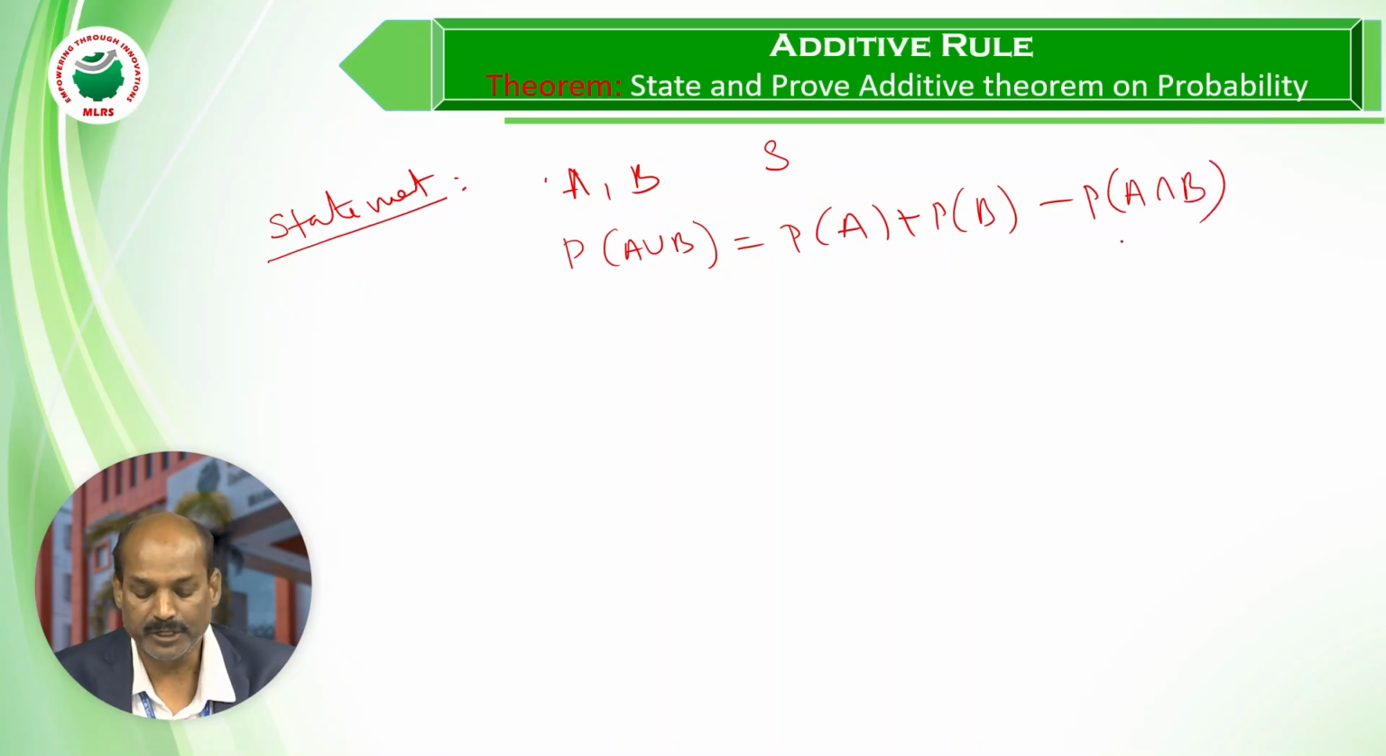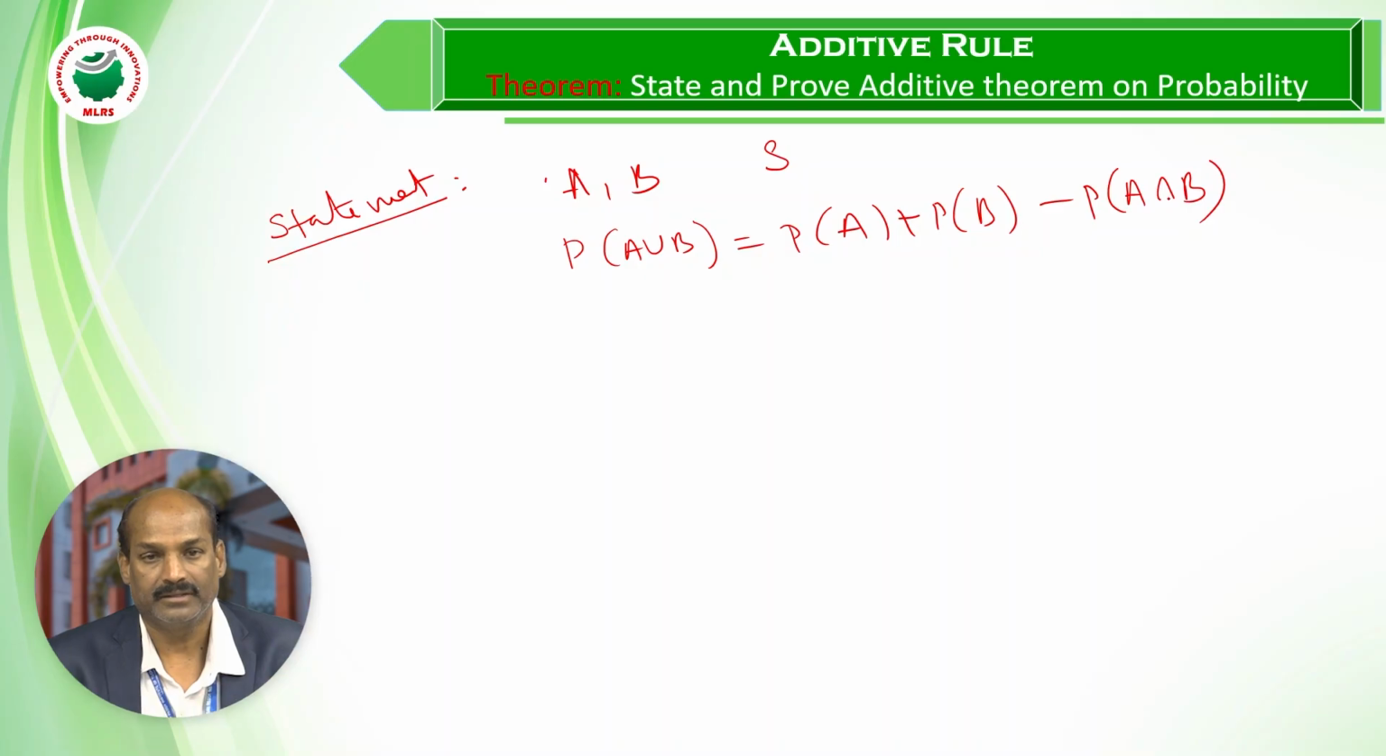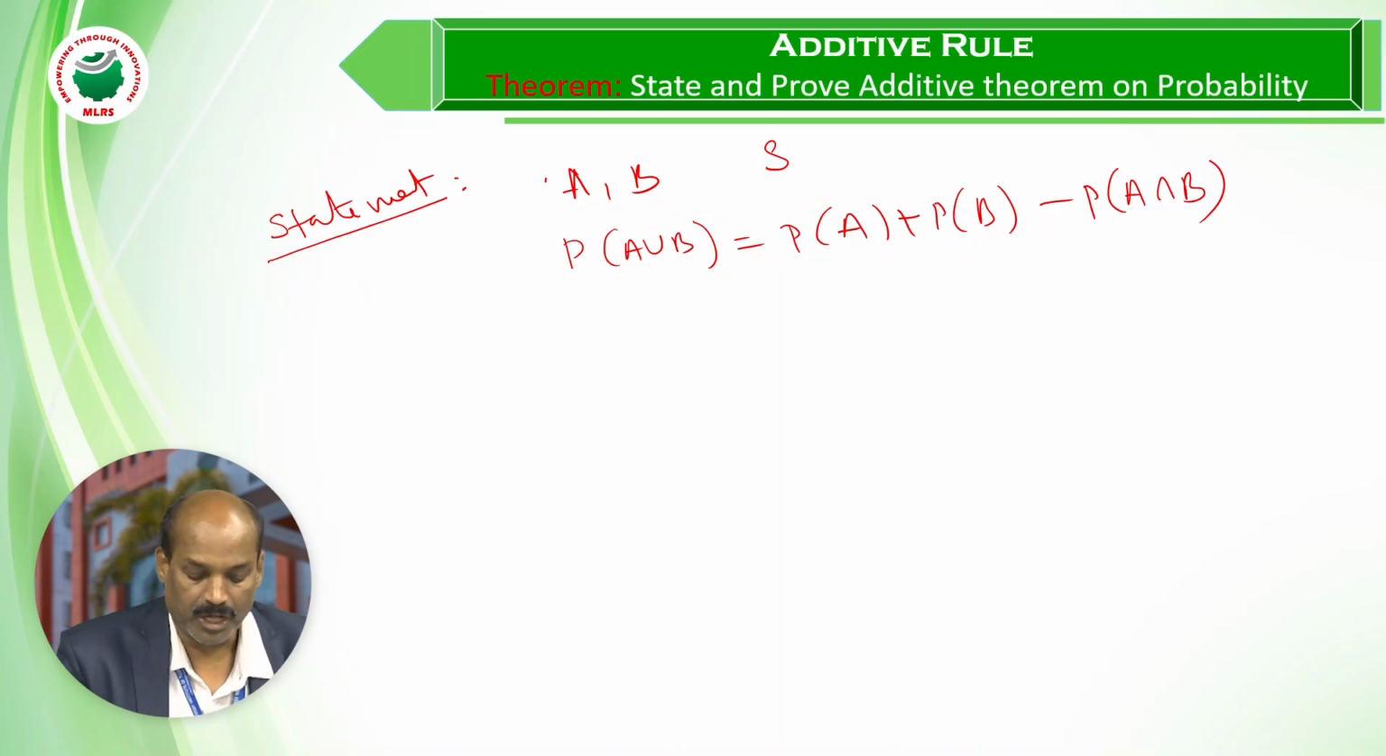So probability of A union B, where union represents OR and intersection represents AND. So here probability of A union B equals probability of A plus probability of B minus probability of A intersection B. Okay, this is the statement of the additive rule. Now, how to prove this theorem?